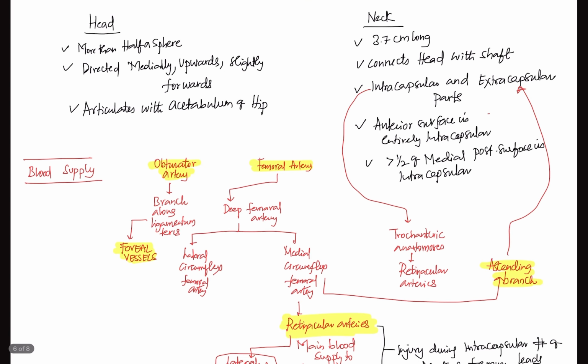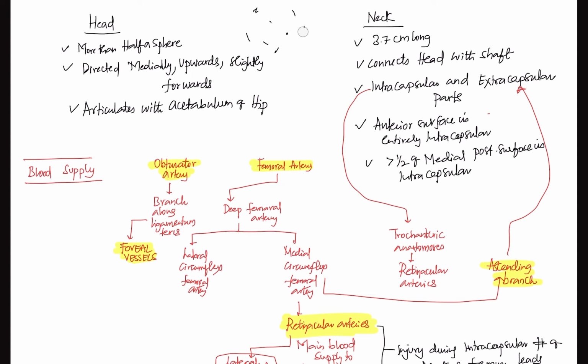Head, as I said, is more than a sphere, and it is directed medially, upwards, and slightly forward, and it articulates with the acetabulum part of the hip. Now when you look at the neck, it is 3.7 centimeters long. It has upper border, lower border, anterior surface, and also the posterior surface at the back. Now, coming back to the blood supply part, let's look at the blood supply part.